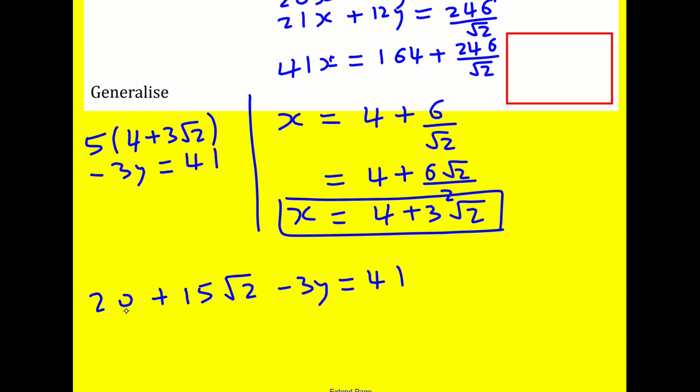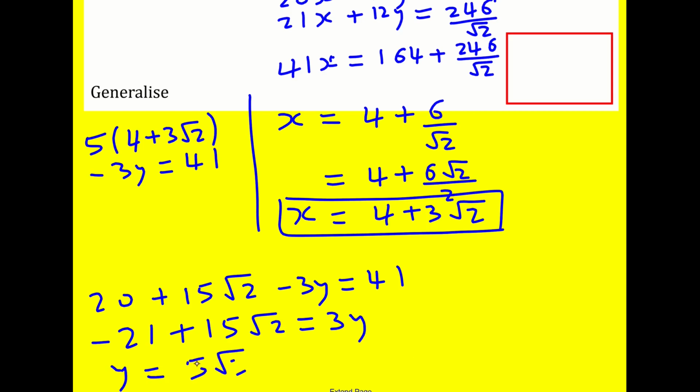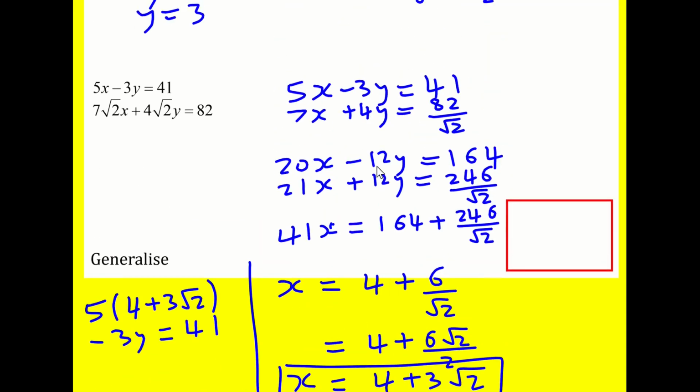What should I do here? I will add the 3y onto both sides and minus the 41. So it's going to be minus 21 plus 15 root 2 equals 3y. Divide through by 3. We're going to get y equals 5 root 2 minus 7. Okay, I've just divided minus 21 by 3 and written it to the right, and I've done 15 root 2 divided by 3, which is 5 root 2. Bit trickier, where I've used the idea of rationalizing the denominator. There might be other ways you can do this. I think that's a pretty solid way.